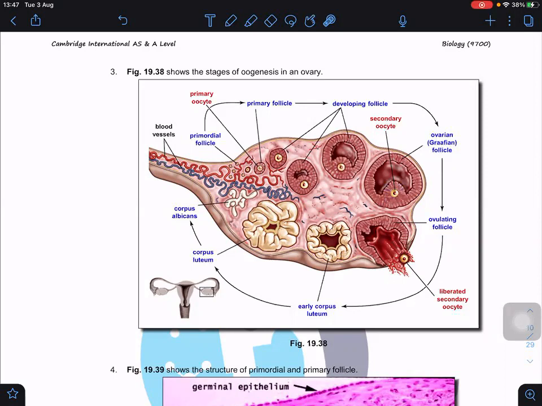So this is the secondary oocyte. During ovulation, you can see this ovulating follicle. So ovulation takes place, releasing the secondary oocyte, which stops at metaphase 2. So the remaining follicle will turn into the corpus luteum, which has the role to produce progesterone.